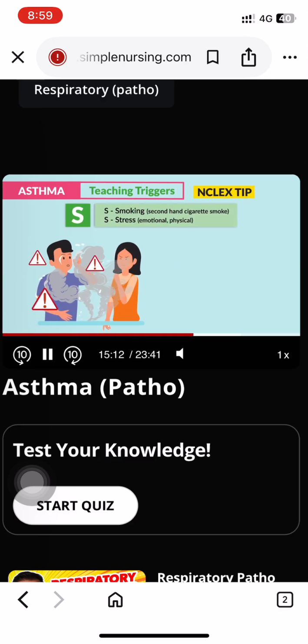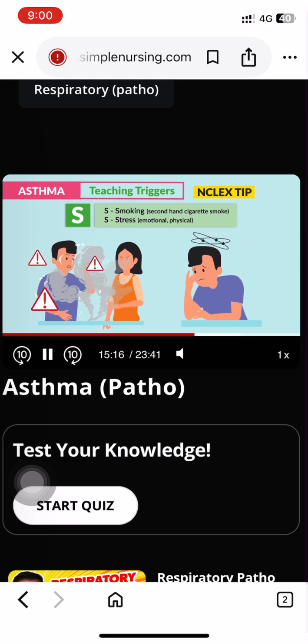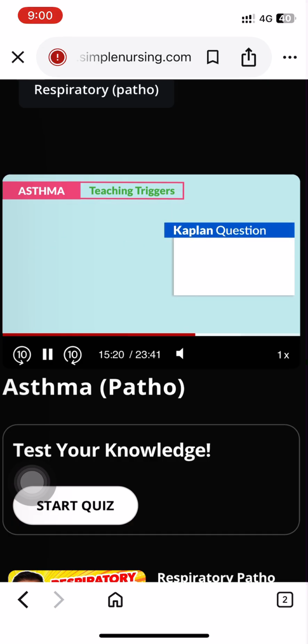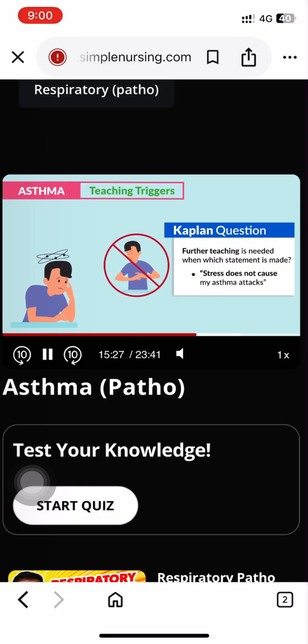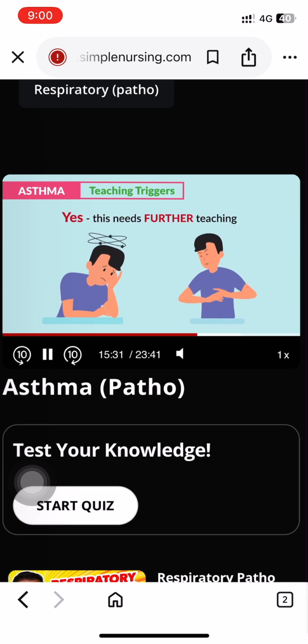So S is for smoking, even secondhand cigarette smoke, and S for stress, from emotional or even physical. Now Kaplan states, further teaching is needed when which statement is made? And the correct answer, stress does not cause my asthma attacks. Yes, this needs further teaching since we know that stress does actually cause asthma attacks.